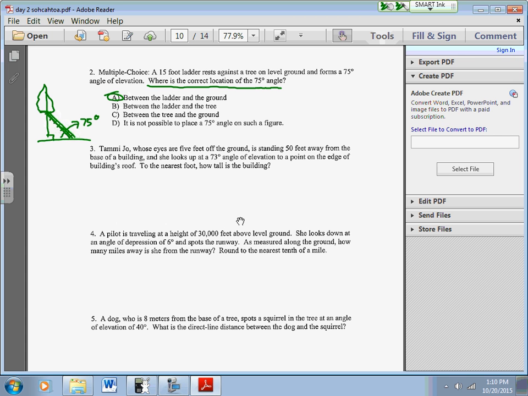All right, number 2, were there any questions on that one? All right, number 3, it says Tammy Jo, whose eyes are 5 feet off the ground. So you have to keep in mind that the person's eyes are 5 feet off the ground. So when you're making your drawing, you have to take into consideration whatever the person is looking at when they look through the clinometer.